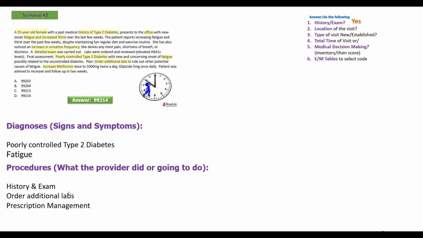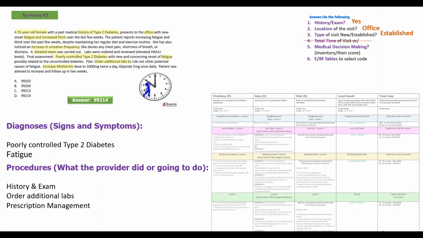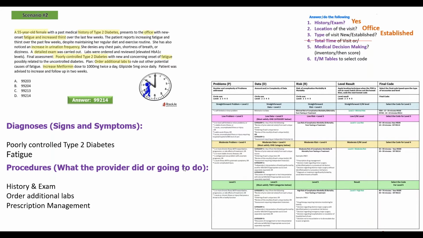99214. So let's ask the questions: whether there's a history or exam performed, whether it's a medically appropriate history or exam performed. Yes. Location of the visit, this is an office visit. The type of the visit, is it new or established? This is an established visit. There's no total time documented. We are going to do the inventory, our MDM, and then score the level.